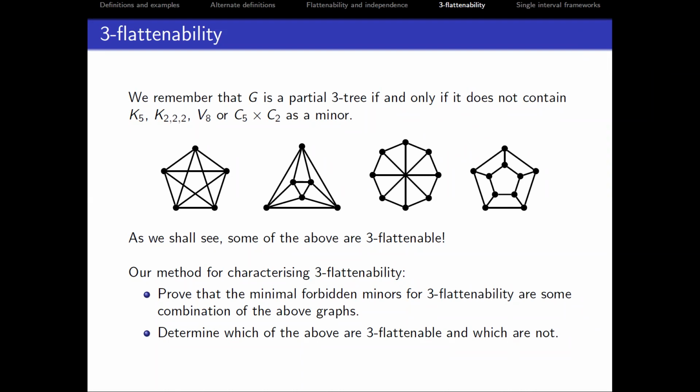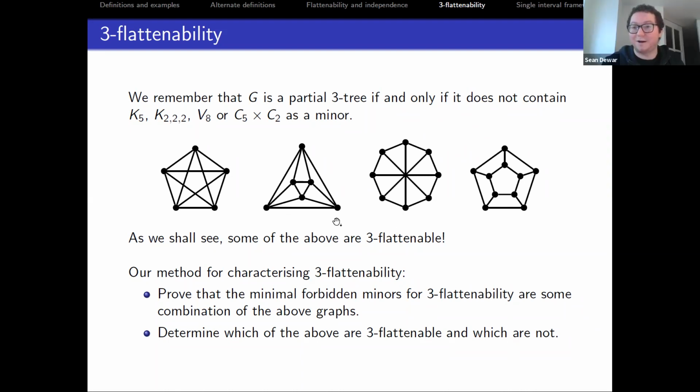So there's a few ways of describing it. You can describe it as K6 minus 3 edges, none of which share a vertex. There's a few other ways. This is graphically the nicest and easiest way of drawing it, as a planar triangulation.